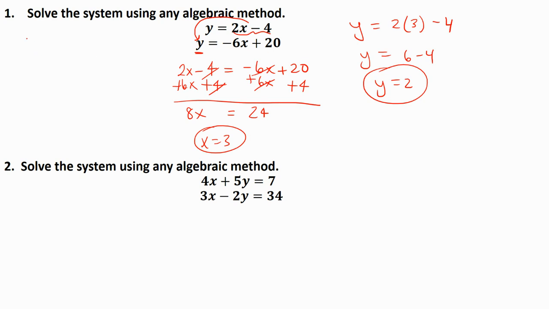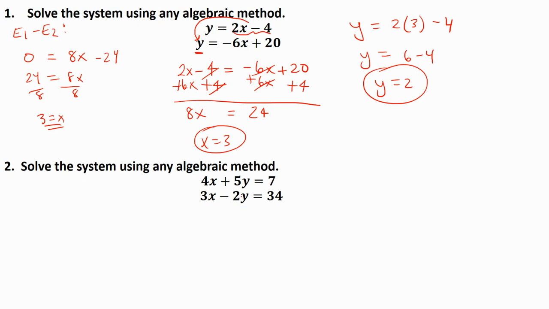Could also use elimination. Just do equation 1 minus equation 2. And so you'd have y minus y is 0. 2x minus negative 6x is positive 8x. And negative 4 minus 20 is minus 24. And then add 24 to both sides and divide by 8. And you have x equals 3, just like we had before. So different options on that one.